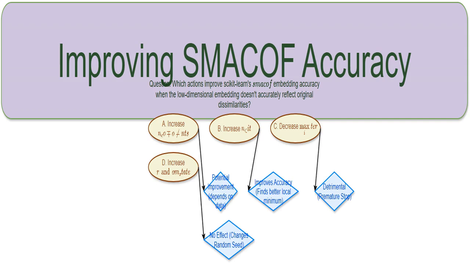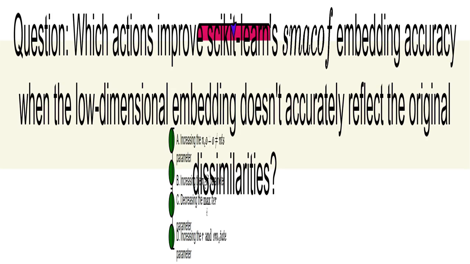We are trying to improve the accuracy of a dimensionality reduction technique called smacof, scaling by majorizing a compromise. It's a method used to represent data in a lower dimension while retaining as much information as possible. This question asks you to identify which changes to the smacof, scaling by majorizing a compromise, algorithm's parameters will make the low-dimensional representation of the data more accurate to the original distances. We'll look at how each parameter affects the result.